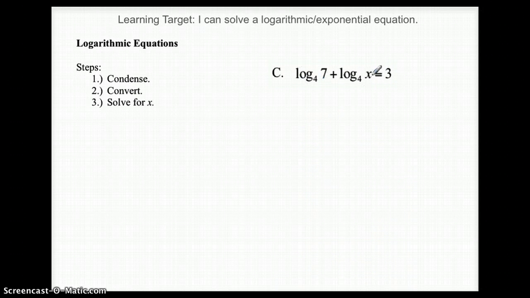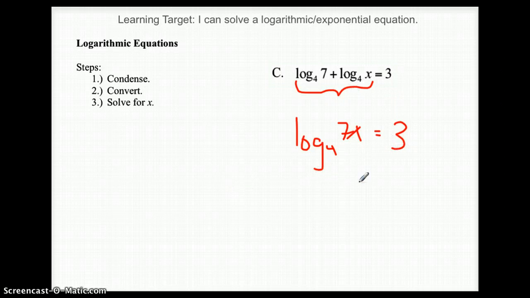Ooh, now here's one where I got more than one log. So I'm gonna have to condense them. So think about, why are those 2 logs added? Well, that was because 7 and x were at first multiplied. Remember, if there's subtraction, it means there was division, and you would have a fraction. But since I have addition, I'm gonna multiply.